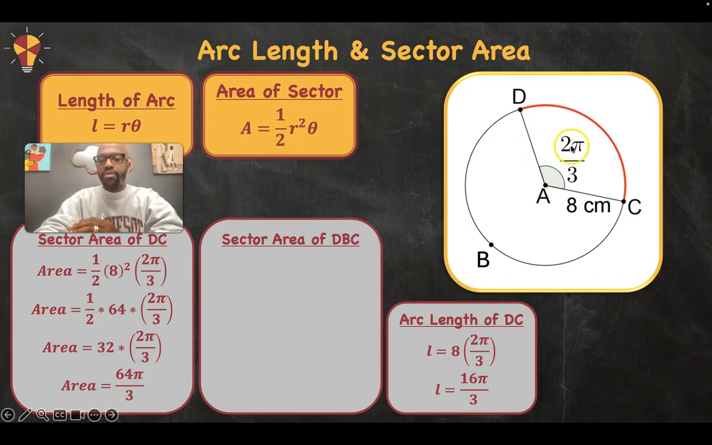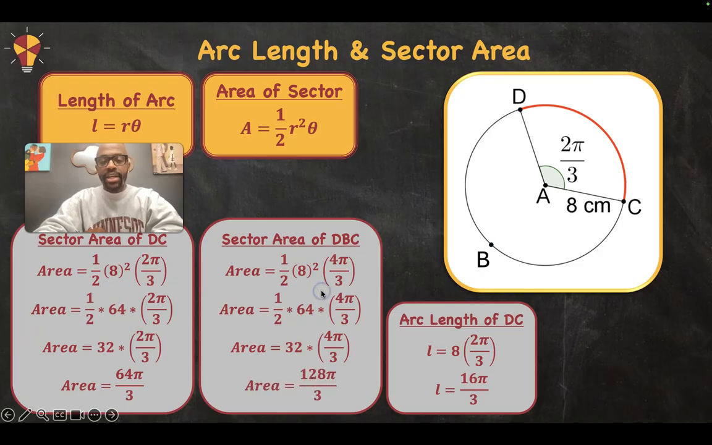So if it's 2 pi over 3 radians for this angle, the full circle is going to be 6 pi over 3 radians, because remember, 6 pi over 3 is 2 pi. If the denominator was 5, it'll be 10 pi over 5 for the full circle. So if I know the full circle is 6 pi over 3, and this angle is 2 pi over 3, I would just take 6 pi over 3 minus 2 pi over 3 and get 4 pi over 3. And then I just plug it in and evaluate, simplify, and I should get 128 pi over 3.